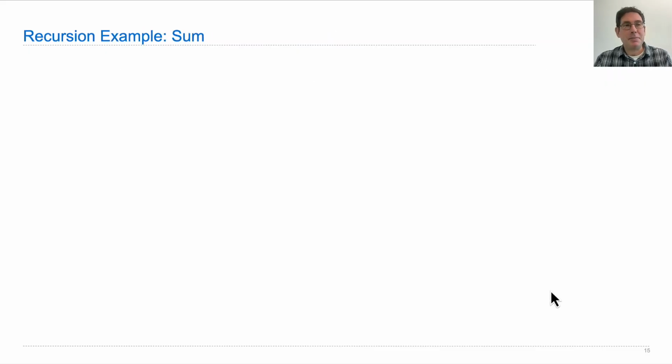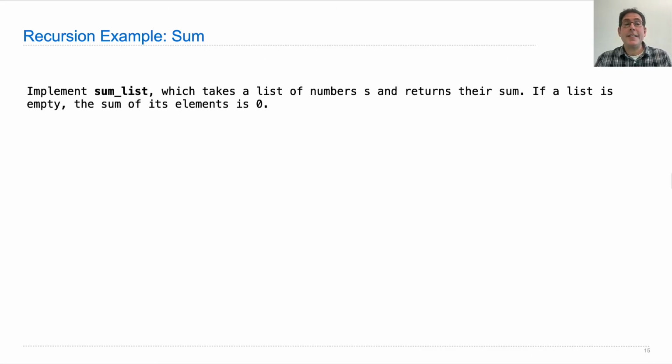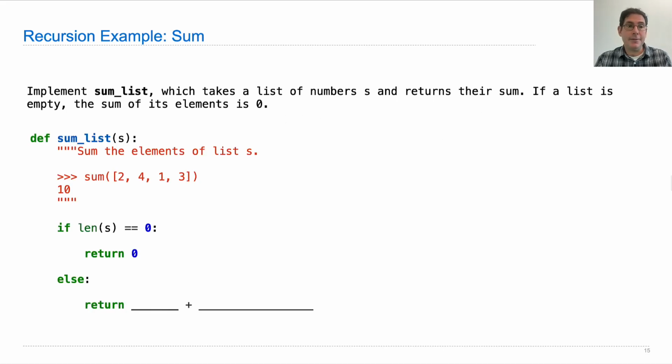Here's the simplest possible example, how to sum up the elements in a list. Now, this is built into Python. You never need to write this function, but it's good practice anyway. So here's our task, implement sum_list, which is a function that takes a list of numbers S and returns the sum of those numbers. If a list is empty, the sum of its elements is 0.